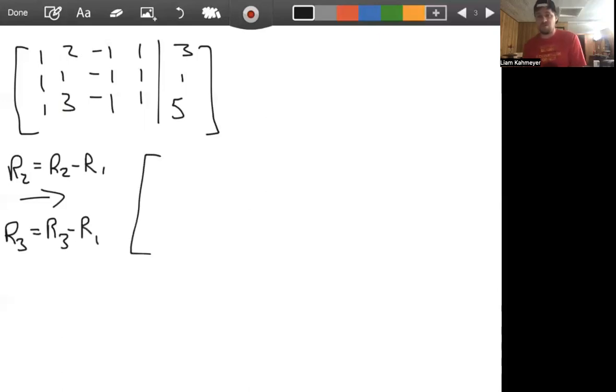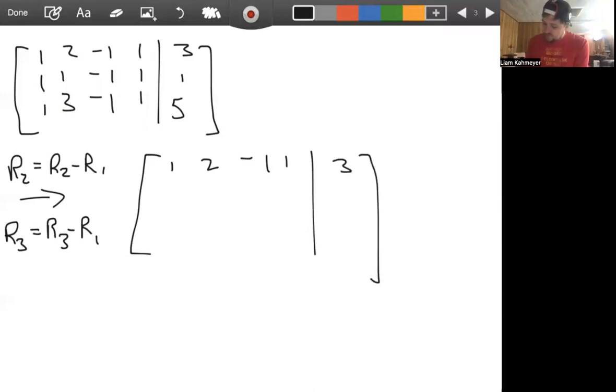Let's see what the matrix looks like after these row operations. Well, the first row was unchanged. 1, 2, negative 1, 1, 3. And then we have row 2 is row 2 minus row 1. So we'll have 1 minus 1 is 0. 1 minus 2 is negative 1. Negative 1 minus negative 1 is 0. 1 minus 1 is 0. 1 minus 3 is negative 2.